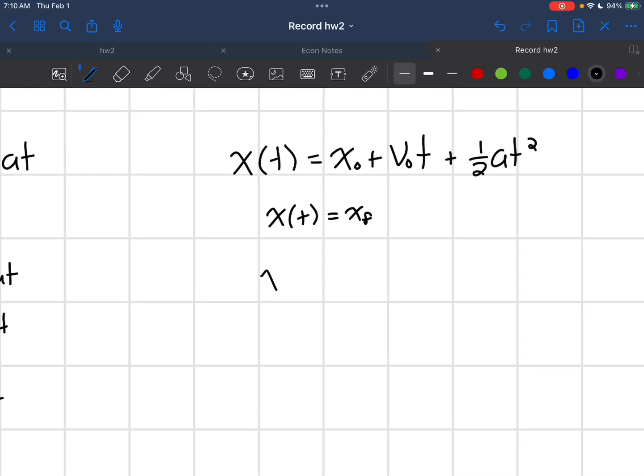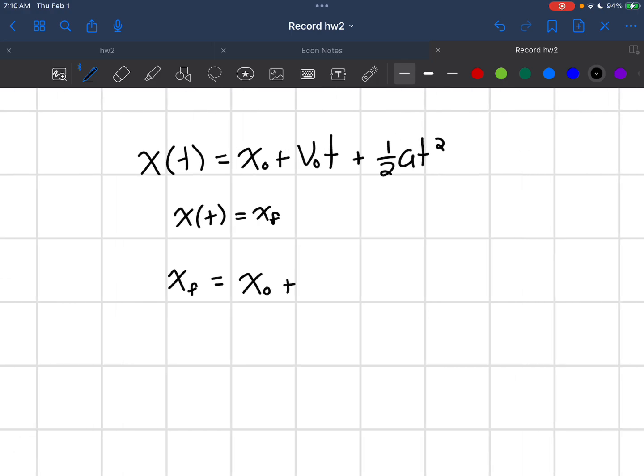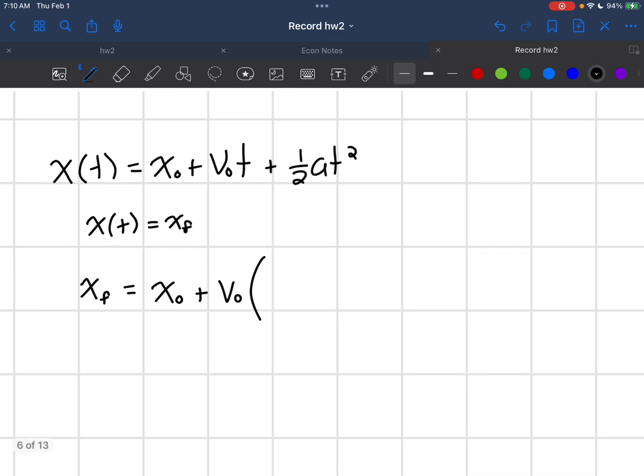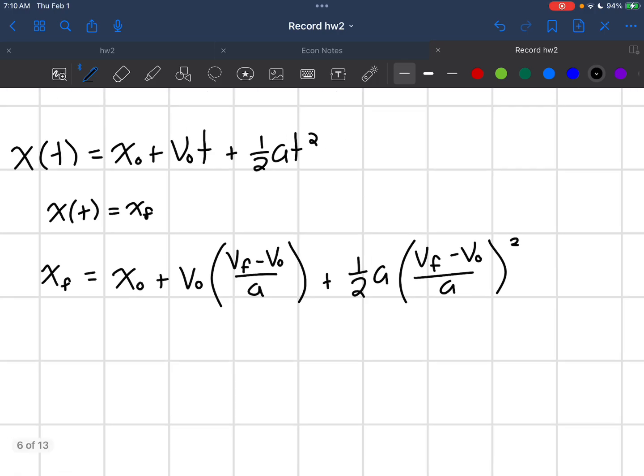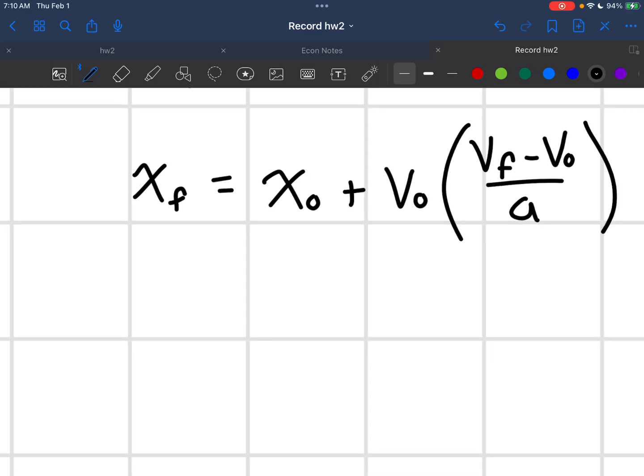So I'm going to start by swapping in my x final. Then as I rewrite things, I'll have x initial, or x naught, plus v naught times time. I swap in my (vf minus v0) over a plus 1/2 a times (vf minus v0) over a, all squared. Now, this may look slightly familiar, right?